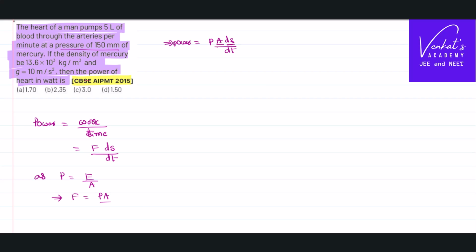Area into displacement is volume. Area into change in displacement is change in volume. So power is P into dV by dt. Be careful, this is not change in velocity, but change in volume, by dt. That is what you are asked to calculate.